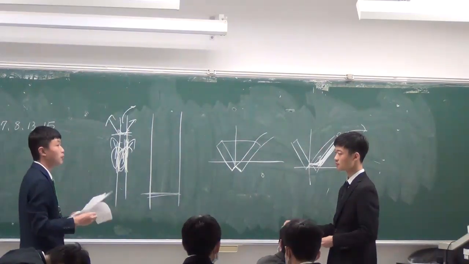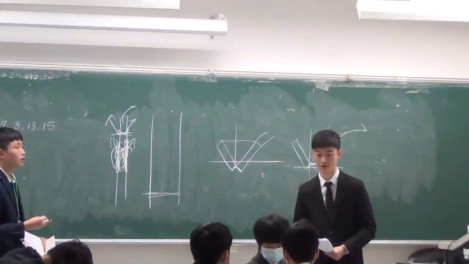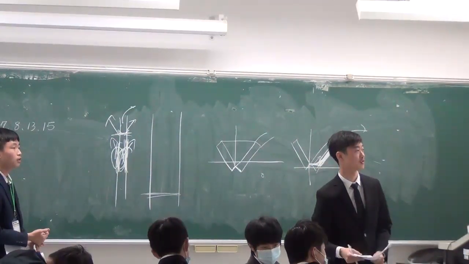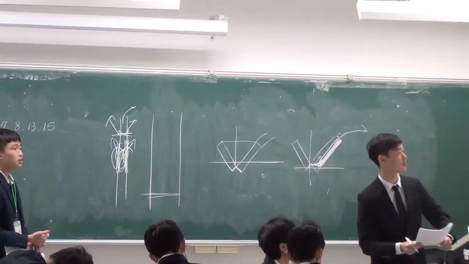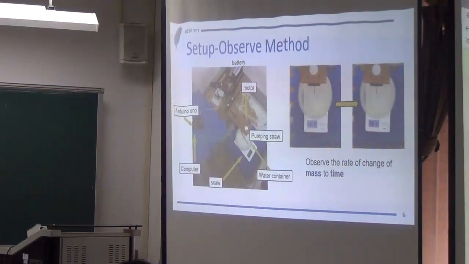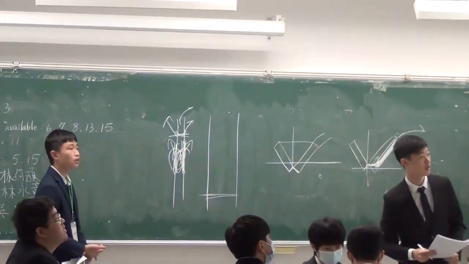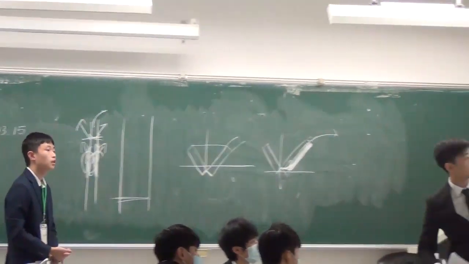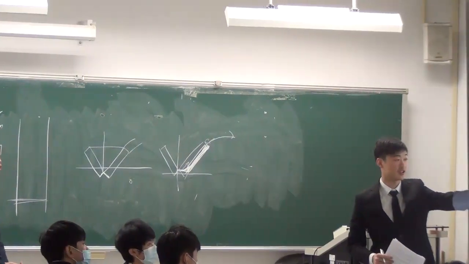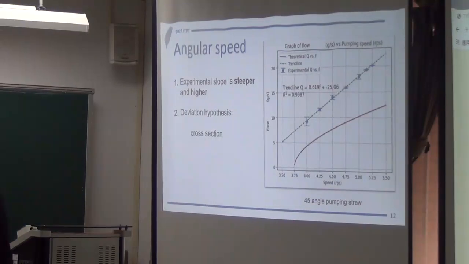And next part, from your experiment, do you control the angular velocity? Yes, I control the angular velocity by using motors, attached to the pumping straw line. Okay, so how many angular velocities have you controlled? I have done the experiment plotting the mass flow rate against the speed. So I've done 1, 2, 3, 4, 5, 6, 7. I have 7 data points.